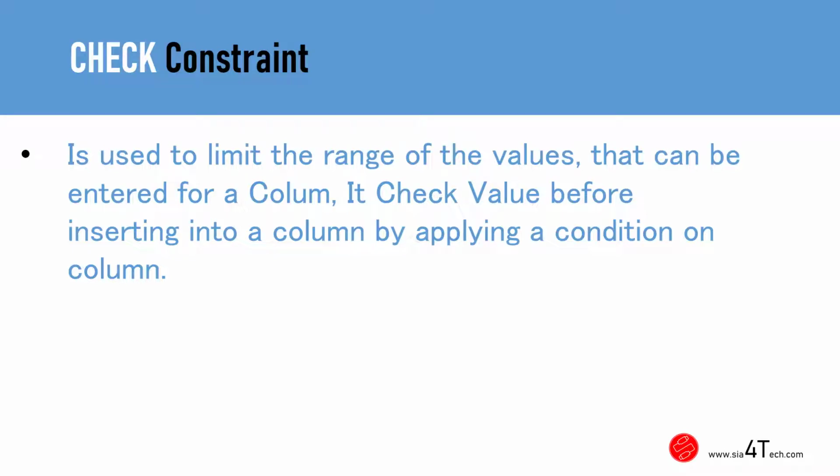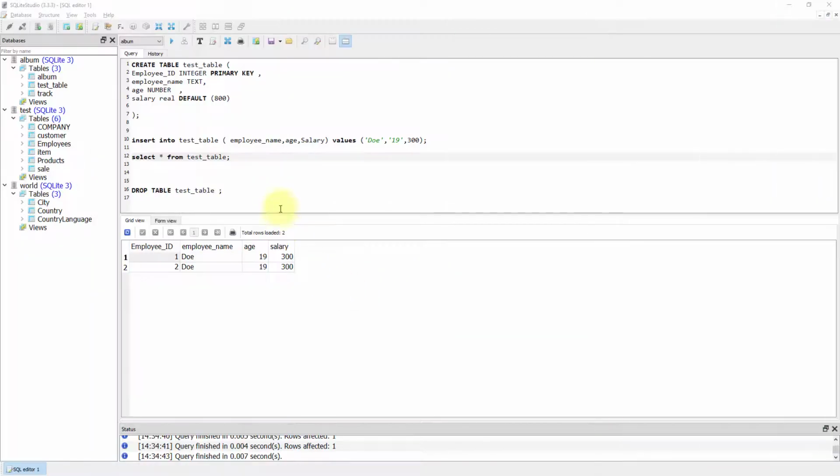Check constraint is used to limit the range of the values that can be entered for a column. Also, it checks the value before inserting into a column by applying a condition on it. So now let's understand check constraint through this example.